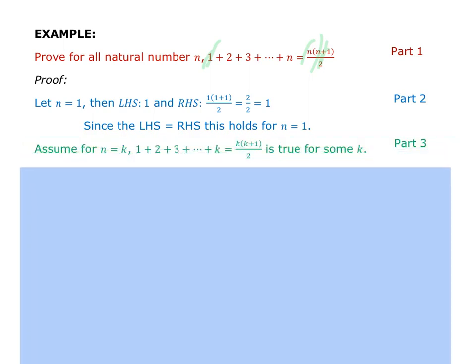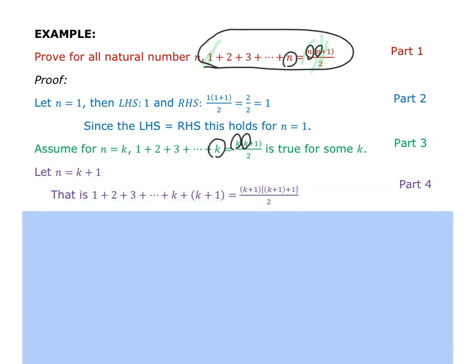The next thing we're going to do is assume, this is our third step, that this holds true for some value k. So in other words, 1 plus 2 plus all the way up to k is equal to k times k plus 1 divided by 2, is true for some k. All we are doing right here is taking our original equation that we wanted to prove, and replacing wherever we see n with k here, here, and here, because that's where I had n. Now we're going to assume that's true for some value k.